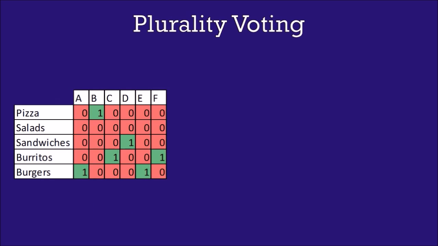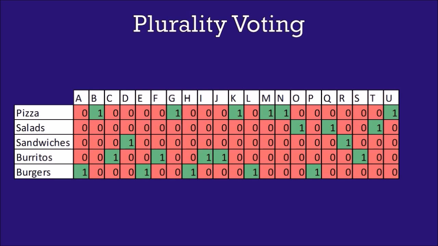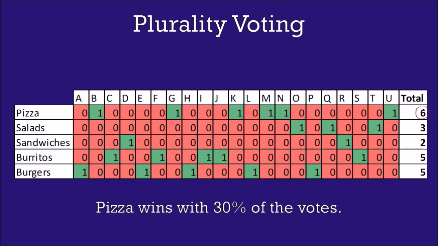Now, let's turn each column in this table into a plurality ballot. In a plurality voting system, each voter can only vote for a single option. In this case, that means the option which gives the voter the highest utility gets a score of 1, and every other option on the ballot receives a score of 0. After this, we sum the total score for each food, and the highest total score is the winner. In this case, pizza wins the plurality vote with 30% of all votes.